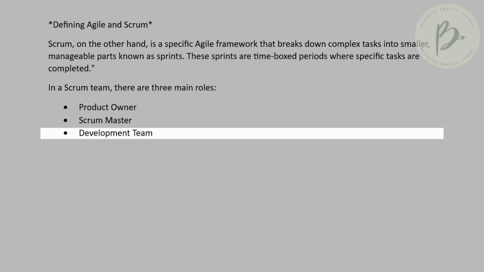Now we have the development team. It's not just one person, right? Because I'm sure you're asking the question, where is the business analyst in the Agile Scrum environment? What are we doing, right? It seems like the product owner does a lot of the things that we do, right? So we're going to explore the development team, which is where the business analyst falls into.